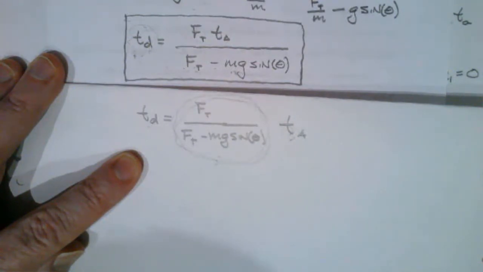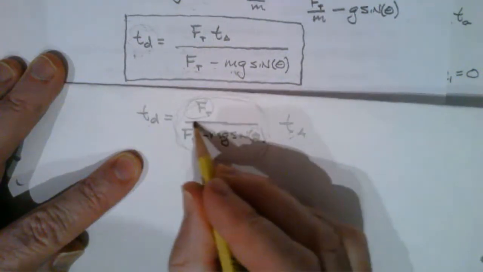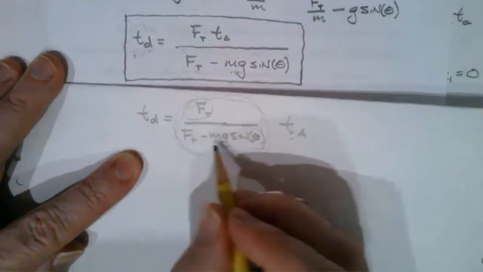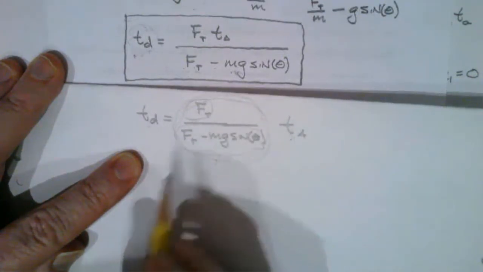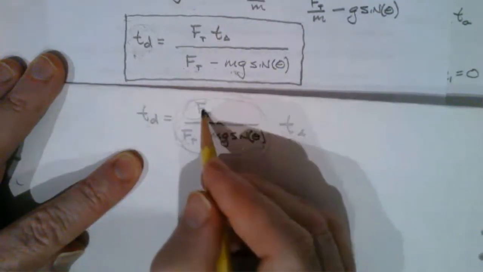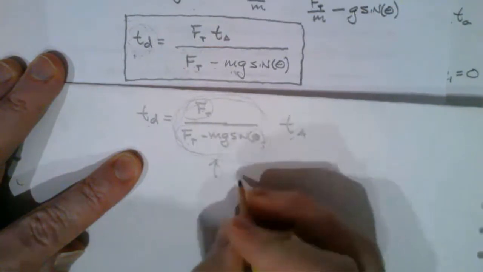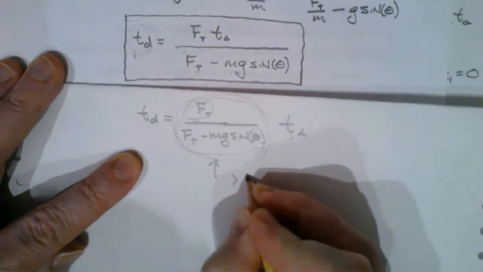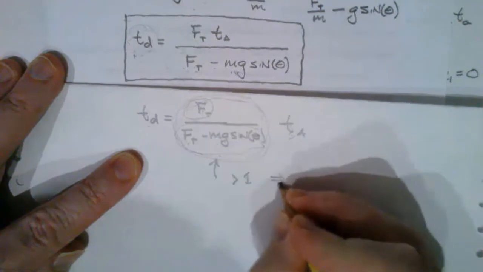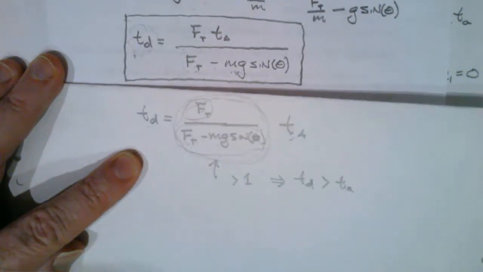Yes, it is. Because here I have something in the numerator, Ft, and the something in the denominator is, again, something positive, but it's something smaller than Ft, right? It's Ft minus something positive. So I've got something in the numerator which is bigger than something in the denominator, so this thing right here is bigger than 1. So therefore, that means TD is bigger than TA. Isn't that cool? So yeah, this answer is making sense.